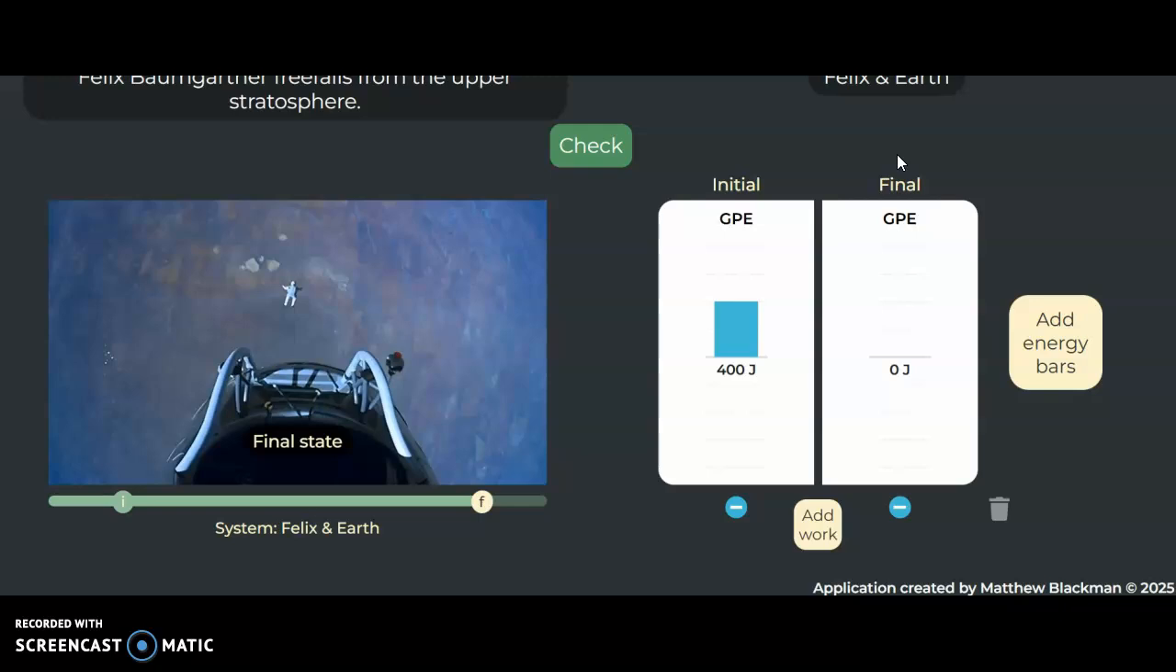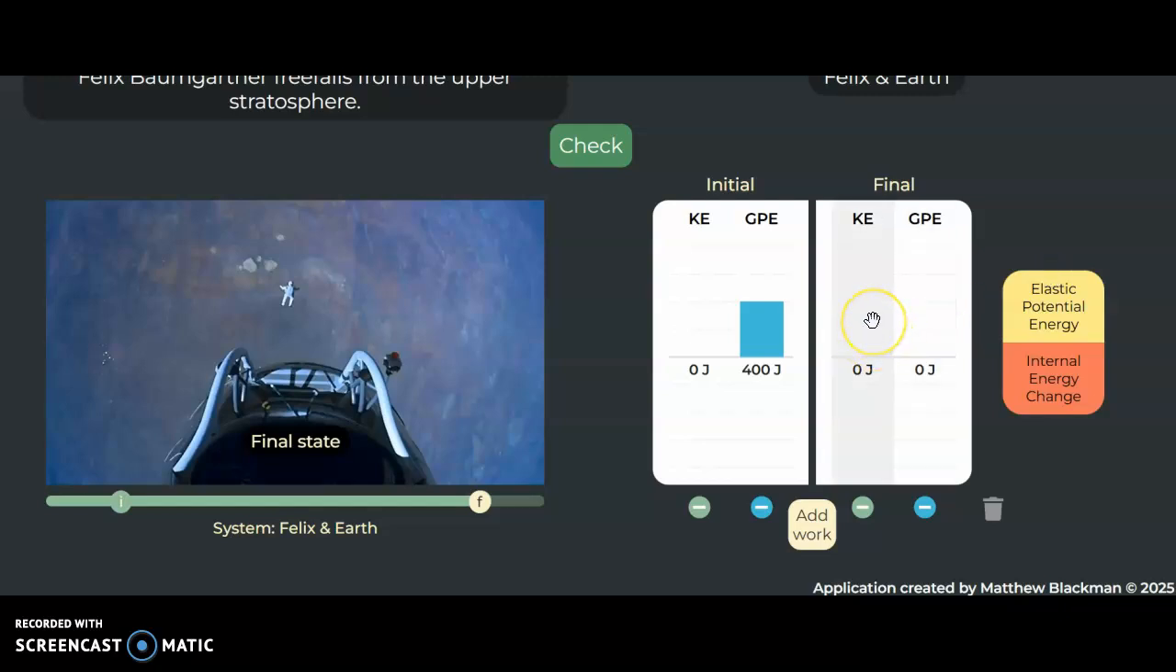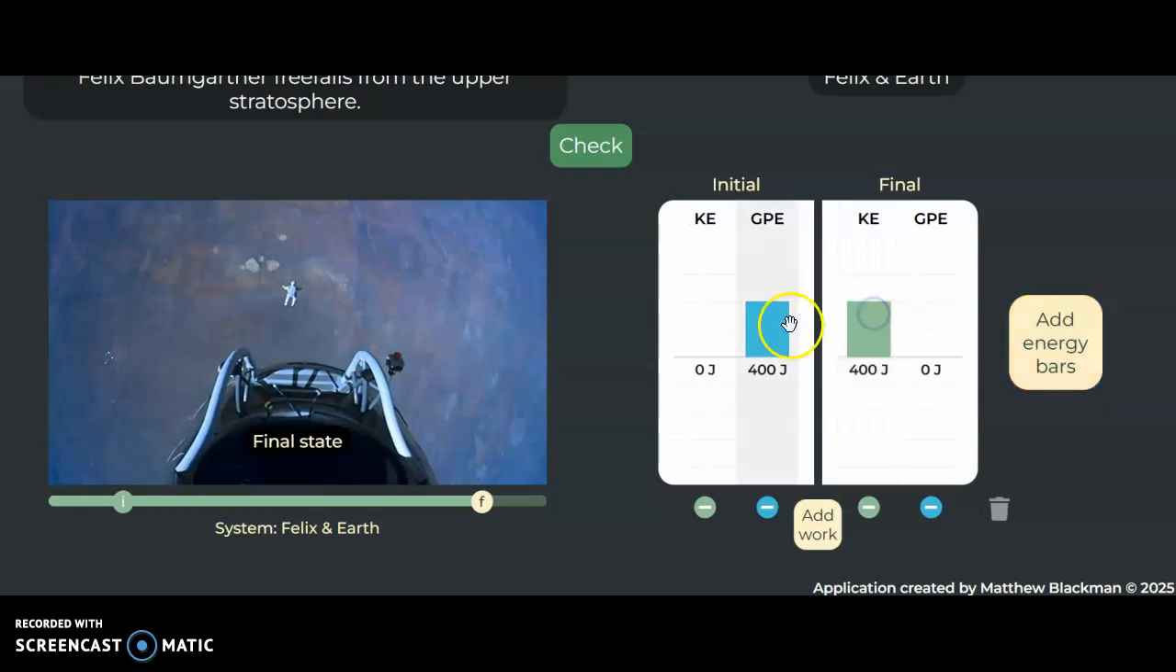Now, because there's no external forces between Felix and the Earth, just Earth pulls on Felix, Felix pulls on the Earth, there's nothing extra, there's nothing to do work, so I'm not going to add any work. But at the end, I know that now he's moving, and we're going to consider this kind of the lowest point. So he no longer has gravitational potential, but all of that energy should have become kinetic.